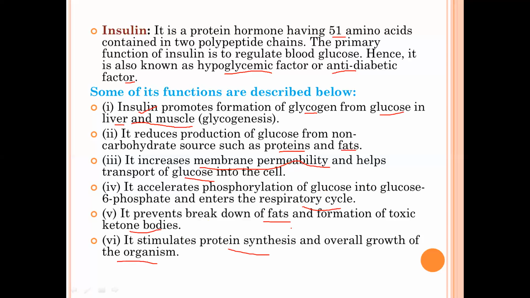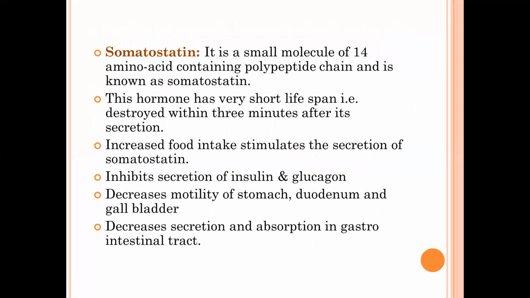And it prevents breakdown of fats, prevents formation of ketone bodies, stimulates protein synthesis and helps in the overall growth of the organism. Next comes the somatostatin. Somatostatin is a small molecule of 14 amino acids containing polypeptide chain. So it's also a peptide hormone and is known as somatostatin.